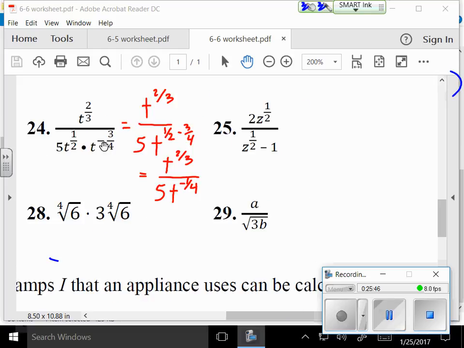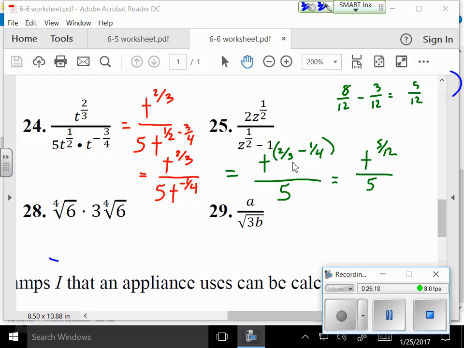Number 24, the denominator, the t to the 1/2 times t to the negative 3/4. The rule would be that you can add the exponents together in this situation. 1/2 minus 3/4 would be a negative 1/4. Now, since we still have a common base between t in the top and t in the bottom, the rule now would be when it's division, we could subtract the exponents from each other.